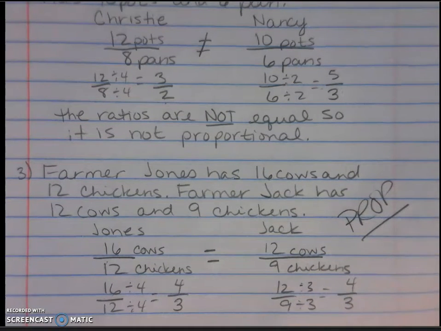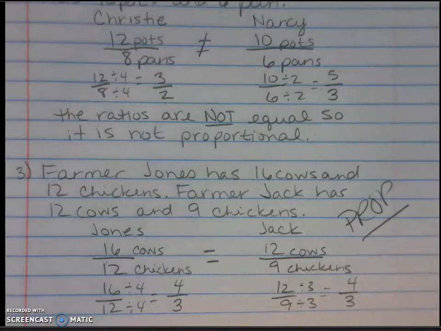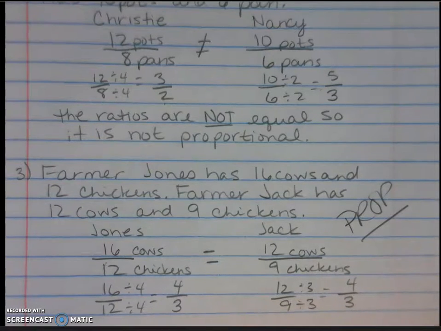Now, what do we do with this information? This is very handy because sometimes we're missing a number. So we can use this information to find a missing value to make a proportion complete. So, we look, this is going to be number 4.